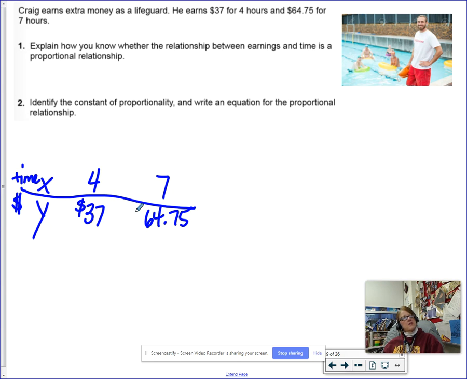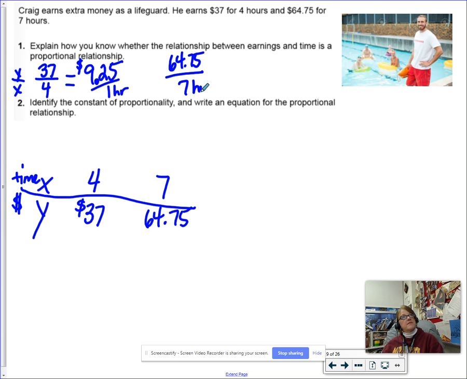Okay. How do I know that this is going to work? Well, take $37 over 4, take Y over X, okay, and tell me what that equals. Dollars per hour. What's Craig making? 37 divided by 4? $9.25, okay? In this day and age, that, well, maybe if you were a teenager, that wouldn't be quite so bad. $9.25 per 1 hour. All right, let's check and see if it's proportional.